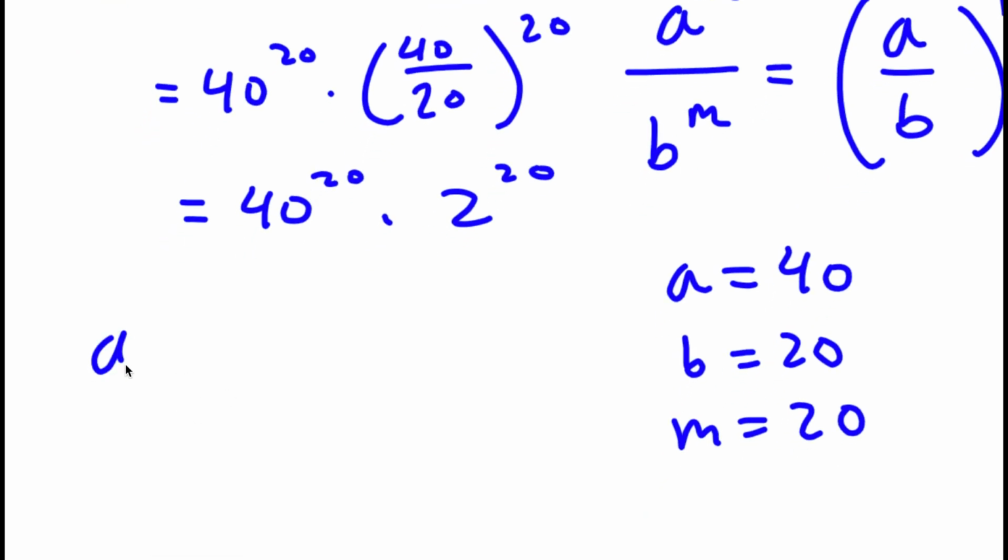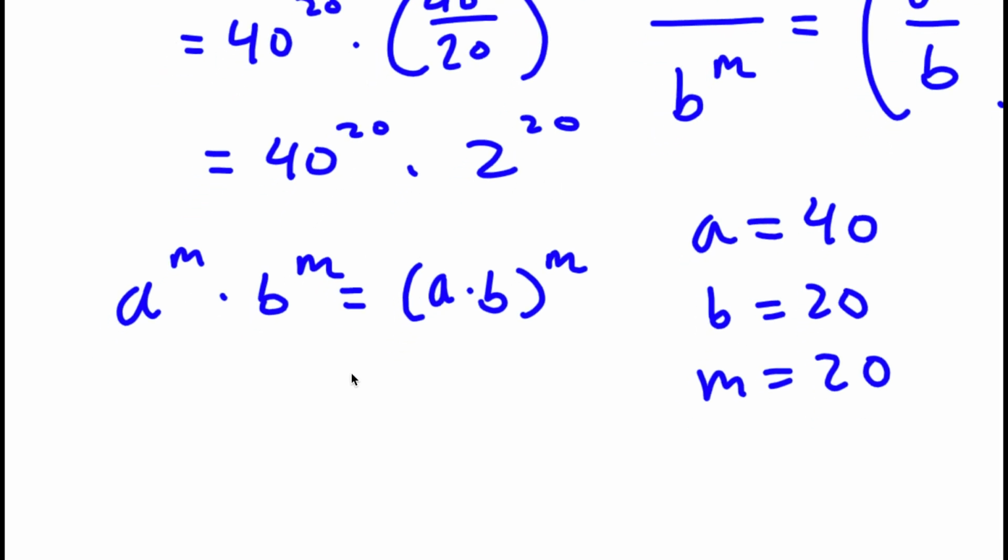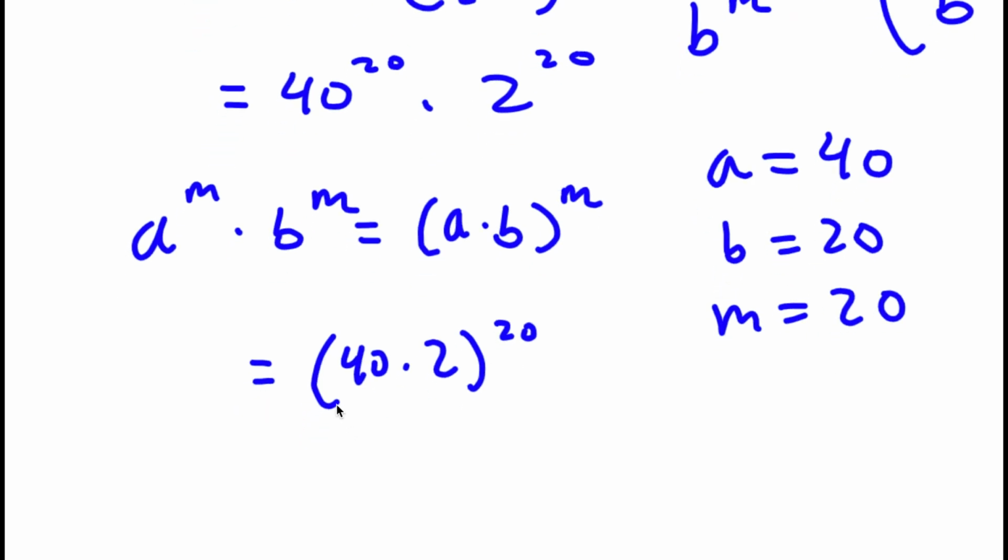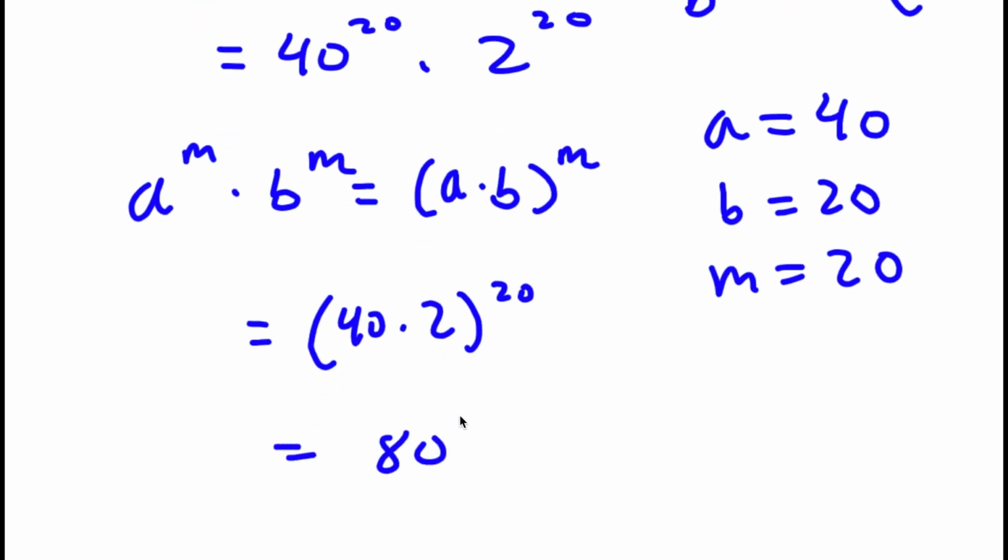Now, remember, if I have something in the form a to the power of m times b to the power of m, this is equal to a times b to the power of m. So 40 to the power of 20 times 2 to the power of 20, that's going to equal 40 times 2 to the power of 20. 40 times 2 is 80, so now I have 80 to the power of 20, so this is my answer.